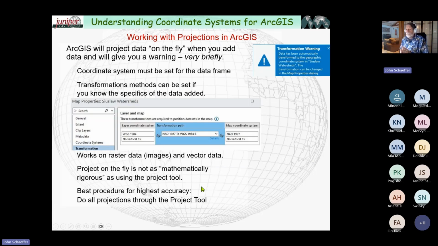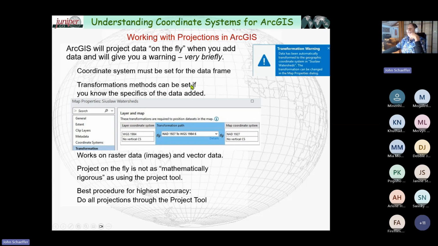Now, a few more things. So ArcGIS will project data on the fly. When you add data, it will give you a warning. So this will come up for maybe about 30 seconds, telling you it's doing a project on the fly. And this is very useful, but you have to know how it works. It's almost a little bit like magic when this came out maybe 15 years ago. But you have to know how it's working. So the coordinate system must be set for the data frame. In other words, if ArcGIS is going to bring the data in, it needs to know where it's going, what coordinate system it's going to.